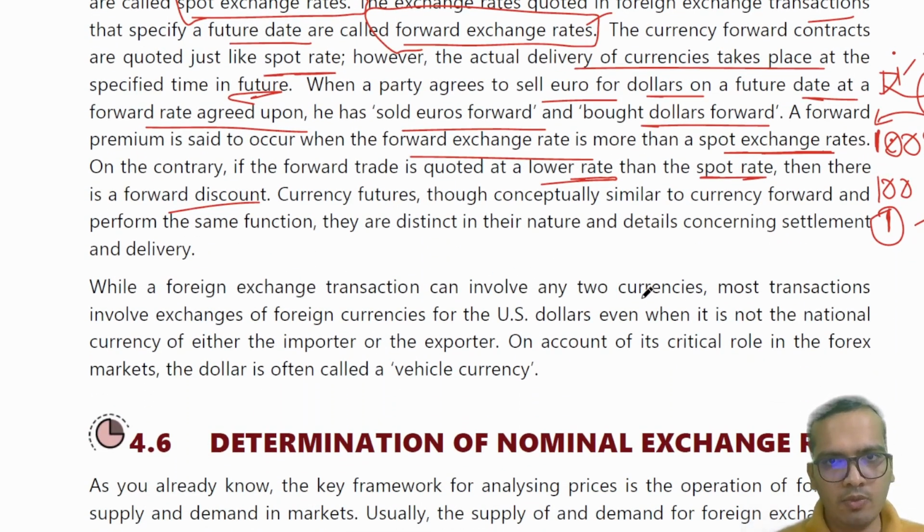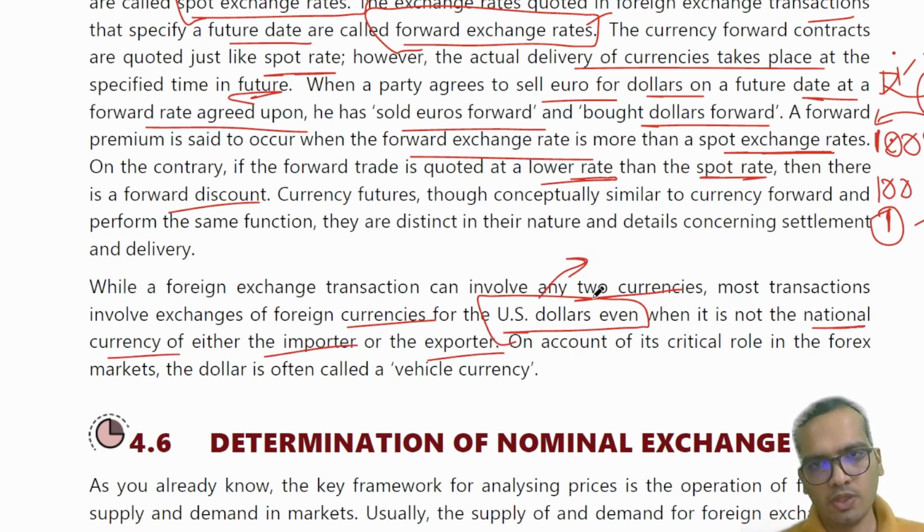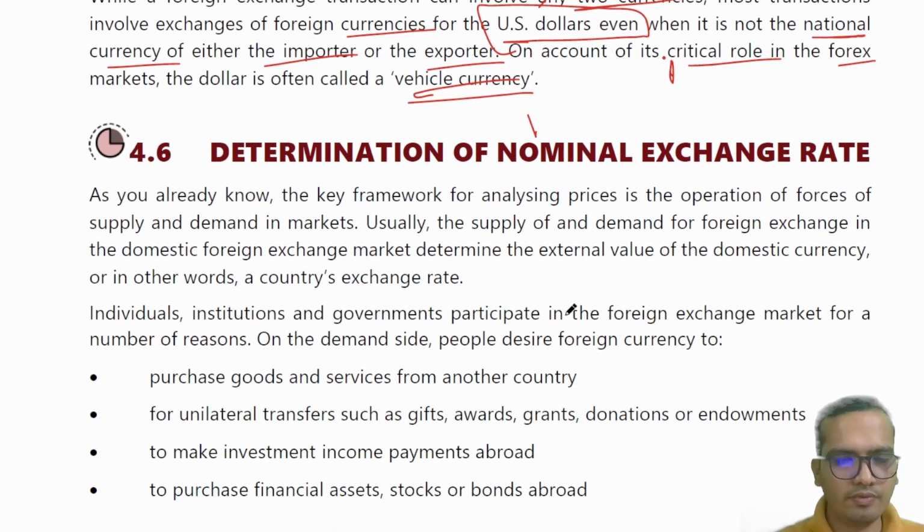While the foreign exchange rate can involve any two currencies, most transactions involve the exchange of foreign currency for US dollars, even if it is not the national currency of either the importer or exporter. It means essentially all transactions happen in US dollars, even if the buyer and seller have different currencies. So on account of its critical role in the forex market, the dollar is often called a vehicle currency. Every transaction is routed through it, which is why it is called a vehicle. The normal use of a vehicle is to carry you from one place to another, similarly we take the help of US dollars to complete a transaction from one country to another. Kindly bear with me if you did not like the example.